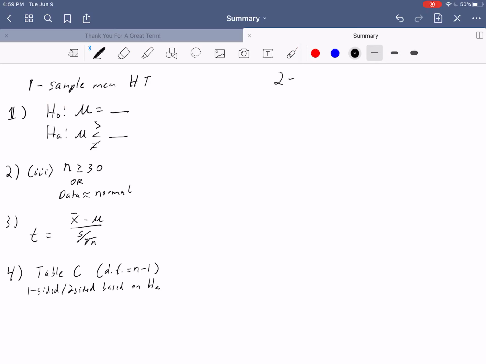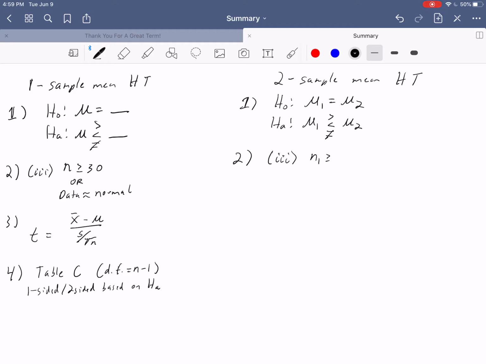Let's talk about the two sample mean hypothesis test. Well, hypotheses here, mu1 equals mu2, always. And for the alternate, you can choose that you think one is smaller, greater than, smaller than, or simply not equal to the other. For condition 3, we need n1 greater than or equal to 30 and n2 greater than or equal to 30, or both data sets approximately normal.